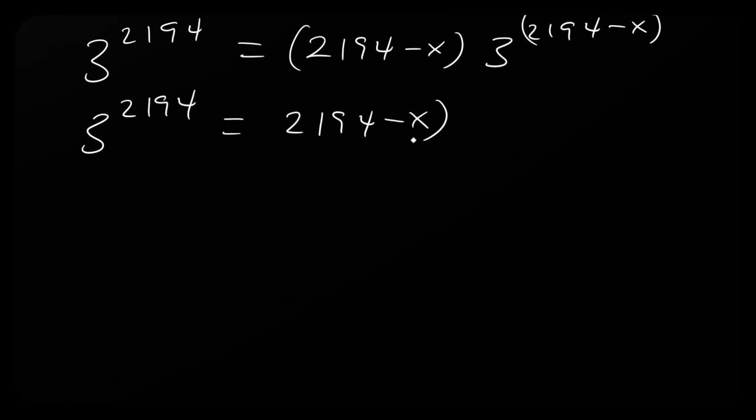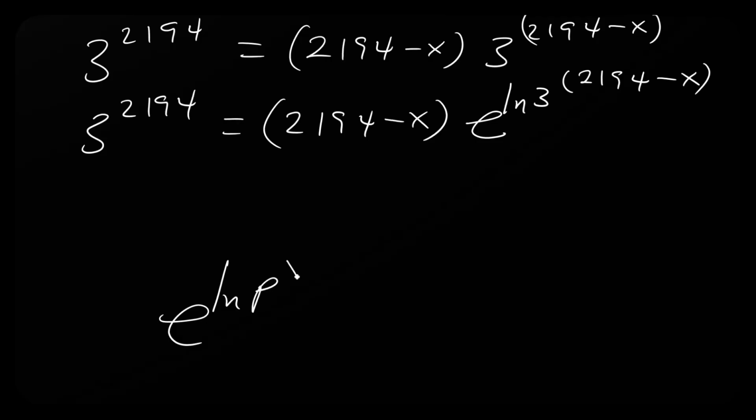2194 minus x. So instead of 3, I'll make it e exponent ln of this. 3 raised to 2194 minus x. Remember, this one doesn't change anything, okay? So we still have our 3 to the power that here. Now when we have e raised to p to the power x, it is the same as e to the x ln of p. So this one is called the power rule. So you can come behind that. We have the same thing here. So this one is the x.